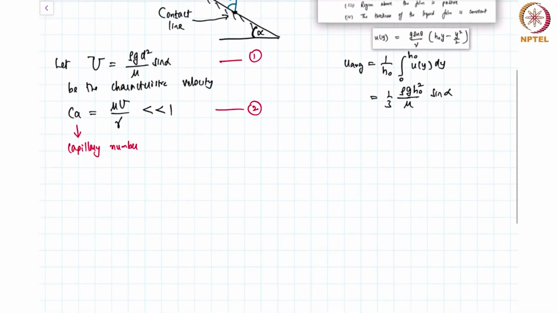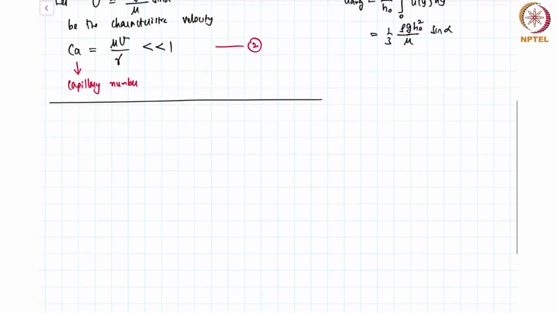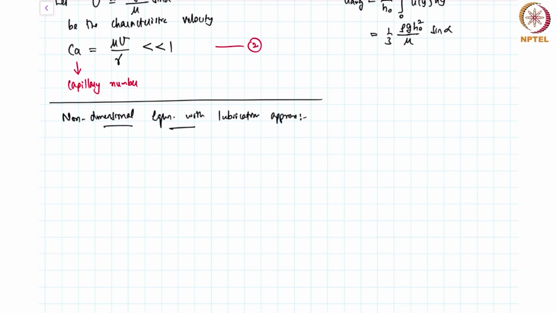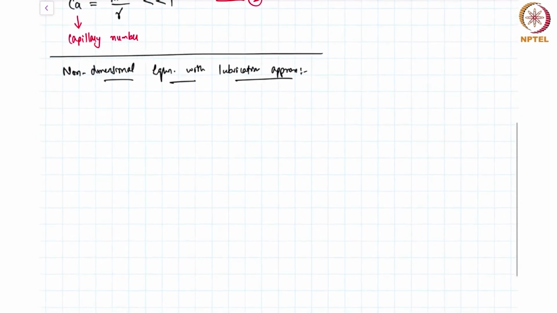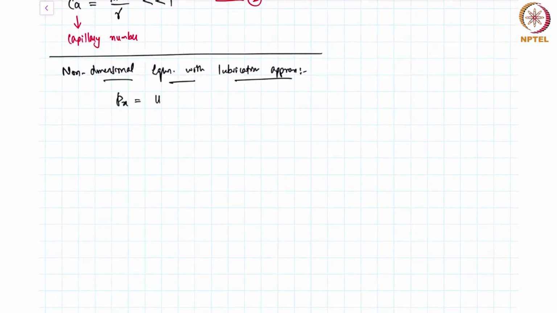Now before I write down the non-dimensional equations, or maybe we need to understand how non-dimensionalization is also done. Or maybe I'll just write down the non-dimensional equations first. So the non-dimensional equations, with lubrication approximation, they simply become Px is equal to Uyy plus 1. That's equation 3 for me.